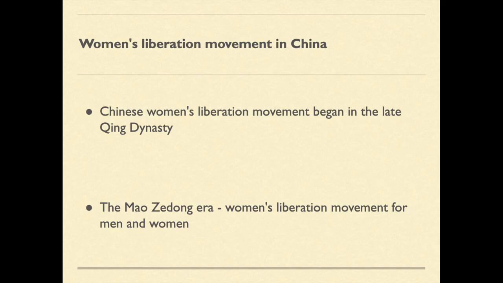The main points of view include that the root cause of women's oppression is private ownership, and thus part of class oppression. Women's participation in the socialist and communist revolution is the only correct way to achieve complete liberation. The country and the party take equality between men and women as a basic national policy.